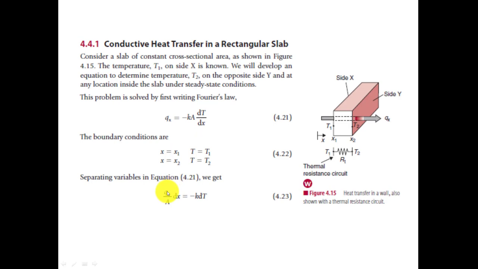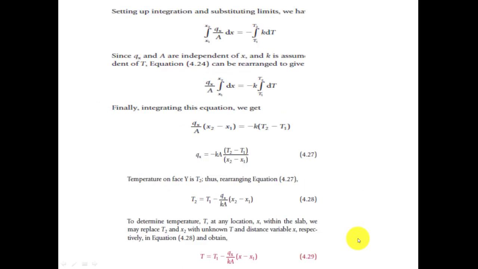So it will become Qx upon A, and we will also take the other term, that is the distance or the thickness of the wall, to the left hand side. So finally we will get Qx upon A into dx equals minus K dT. In the next step, we are left with Qx upon A dx equals minus K dT.